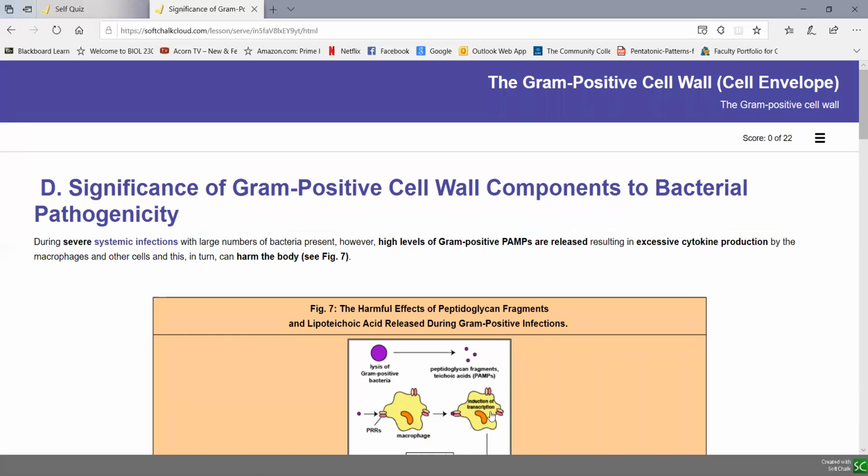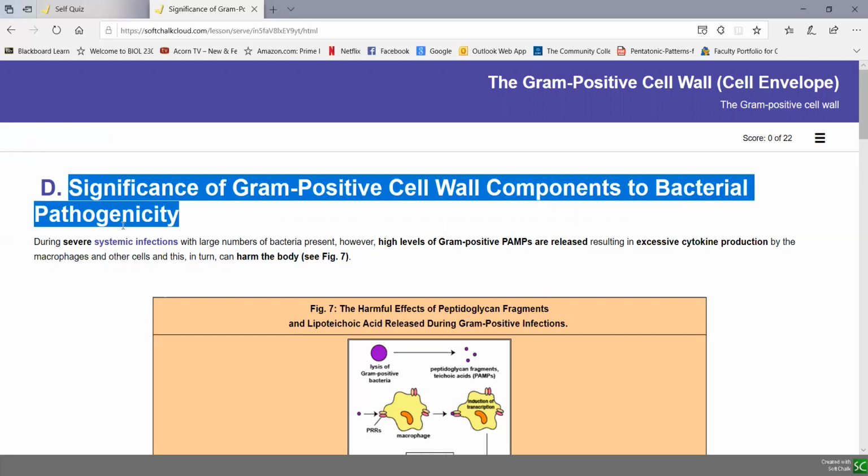So as we see, bacterial structural components like PAMPs in the cell wall, or antigens in the cell wall, in the gram-positive cell wall in this case, can initiate innate and adaptive immunity to fight that gram-positive. But also some of these gram-positive cell wall components play a role in bacterial pathogenicity. And pathogenicity is the ability to cause disease.